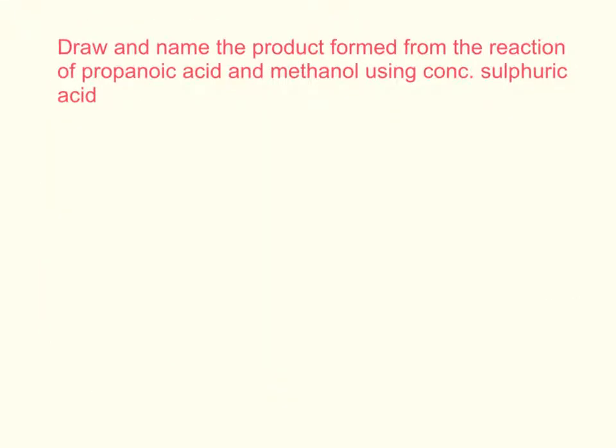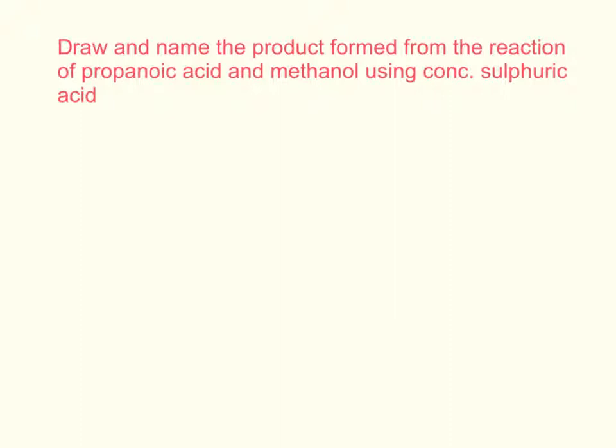Okay, so finally, we're going to draw and name the product formed from the reaction of propanoic acid and methanol using concentrated sulfuric acid. So, what are we going to make? Well, I'm sure you all know it's going to be an ester. So, how can we draw an ester? I would recommend we start off by drawing the two reactants.